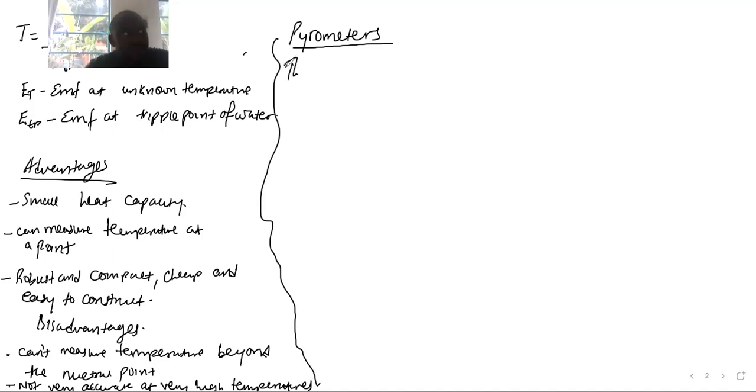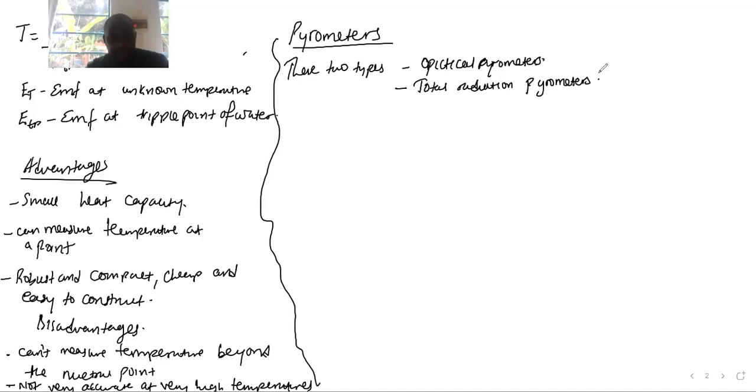There are two types, whereby one is what we call the optical pyrometers, and then we have what we call the total radiation pyrometers. And the optical pyrometer, let me bring you the illustration. Sketching it might take quite some time.